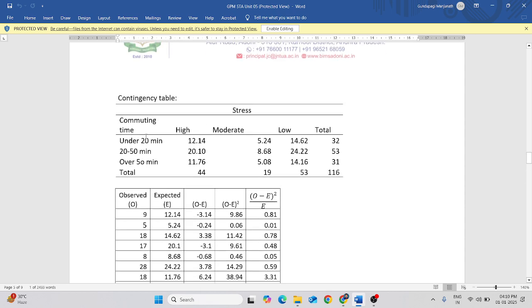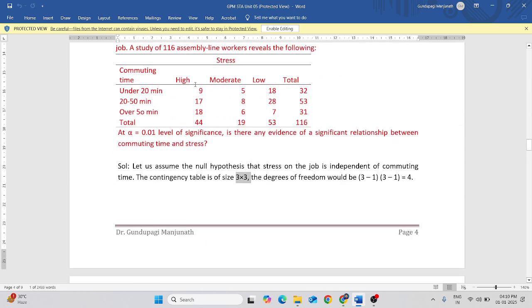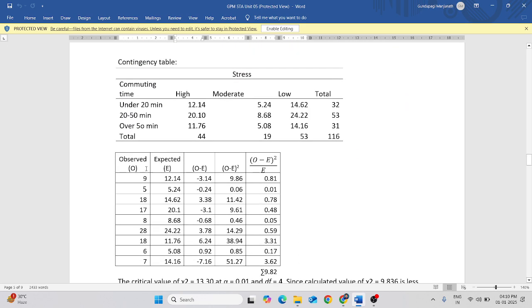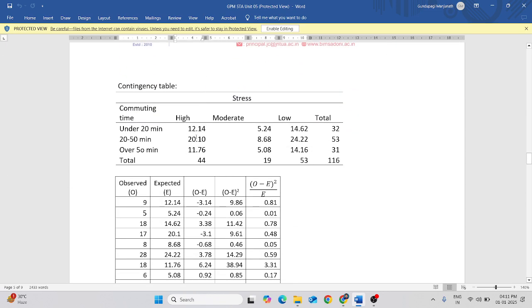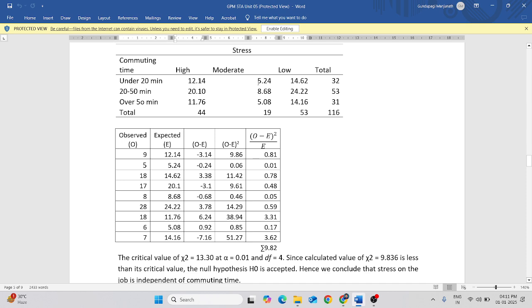So what are the observed values? These are the observed values that we have. First row: 9, 5, 18. Second row: 17, 8, 28. Third row: 18, 6, 7. The expected values we have already calculated: 12.14, 5.24, 14.62. The same expected values we consider. Now we have the observed values as well as the expected values.